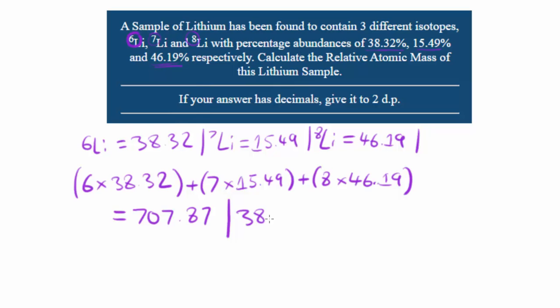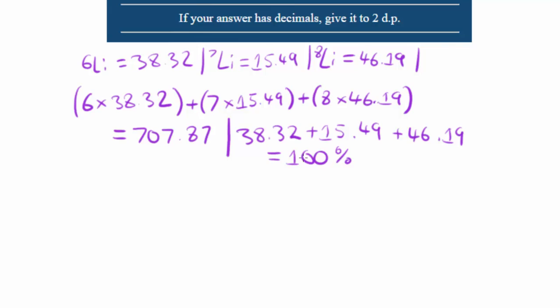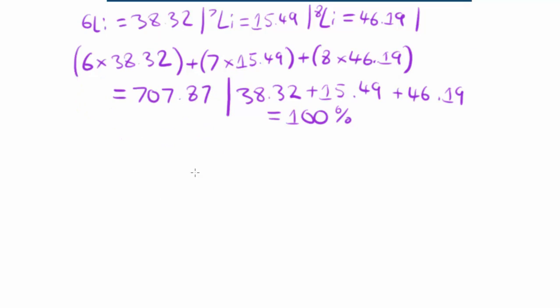So 38.32 plus 15.49 plus 46.19. When you work that out, you will find that it does come to 100, so 100% effectively. This is quite a straightforward one, in the sense that we just divide the 707.87 by 100. If it was a higher number or a lower number, we would use that number instead. But here it is 100, and from that we get 7.0787.